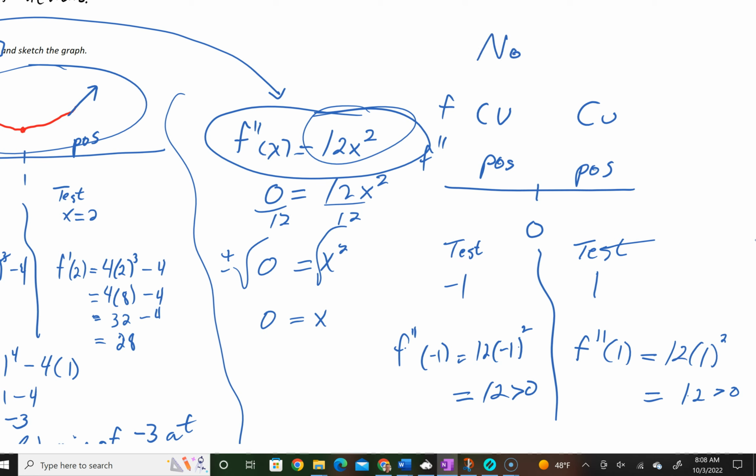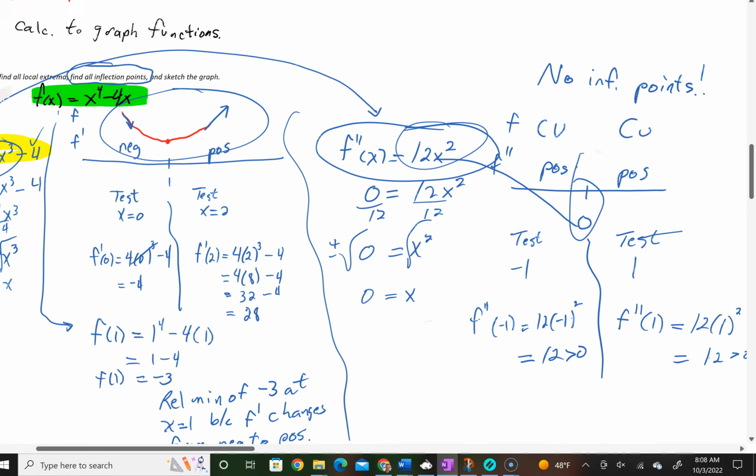Wow, we've got this. What does it mean? There's no change in the sign of the second derivative. It means there are no inflection points. This graph is going to be concave up everywhere except at 0. And when x equals 0, my second derivative is 0. Wow. So no change in the curvature.